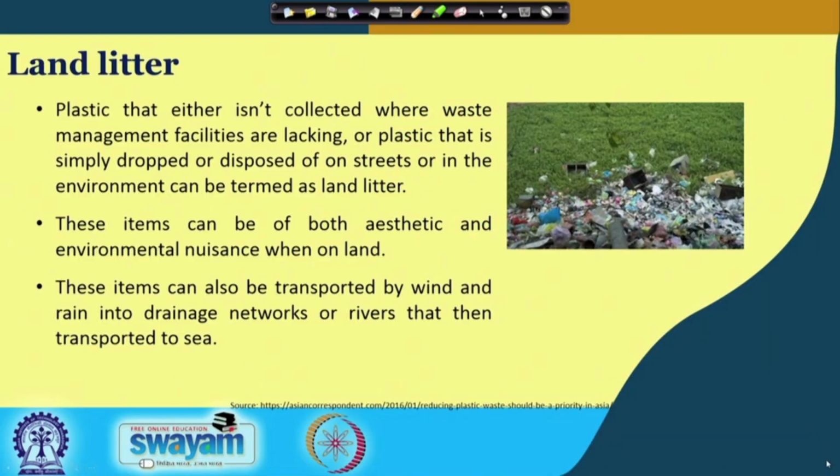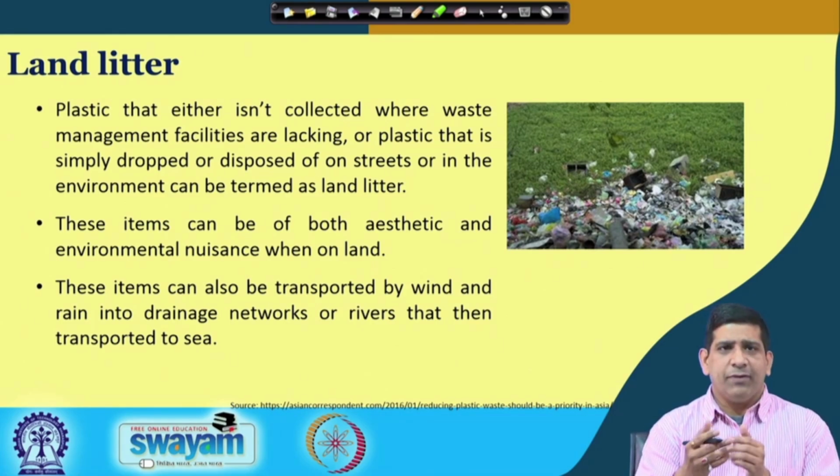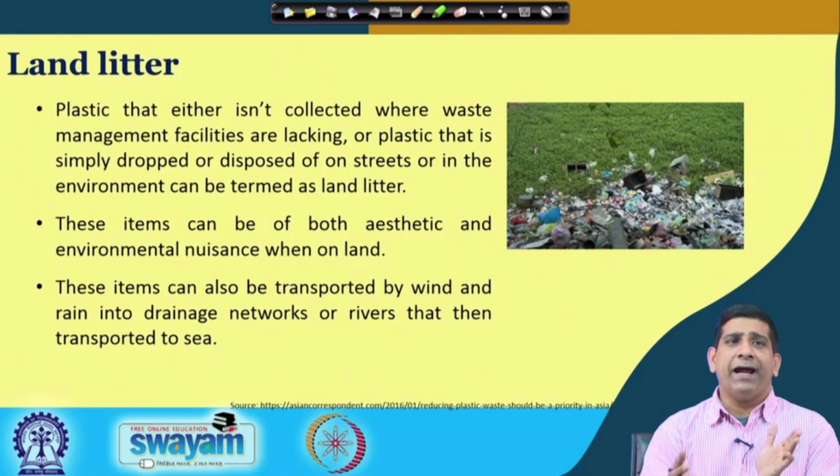In terms of the sources, we were talking about plastic coming from municipal sources, plastic coming from the packaging industry and the industrial sources, and there were other sources as well, which lead to certain impacts. One of the impacts is on land litter. Now what is land litter? Litter means when the waste is just thrown away and is unmanaged. We see it in many cities in the country.